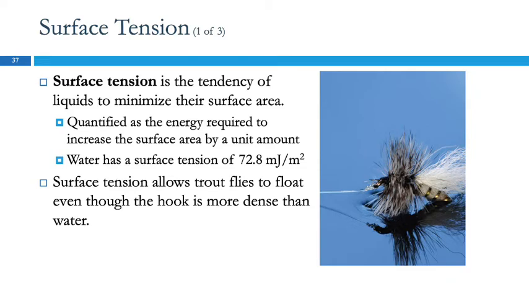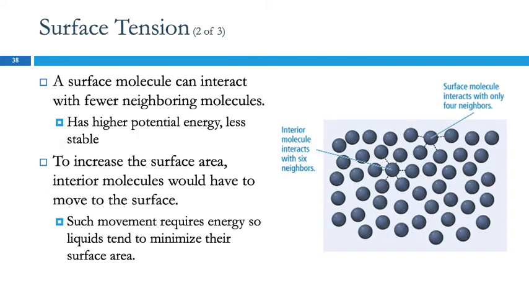And of course, you can quantify that. We're not going to do that, but it would be the energy required to increase the surface area by a specific amount, and this is the surface tension of water. But surface tension allows things to float, like those little water skater bugs and other things as well. So what's going on here?